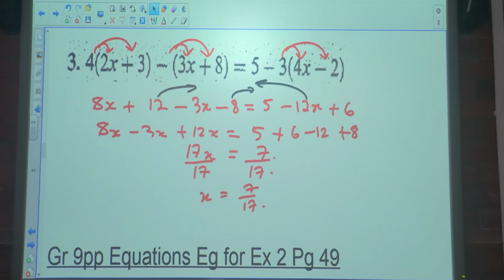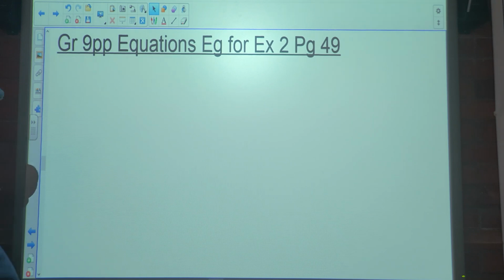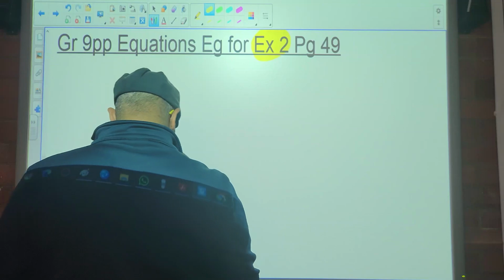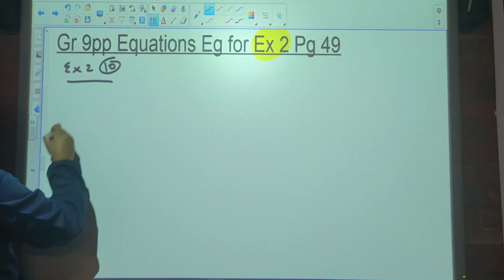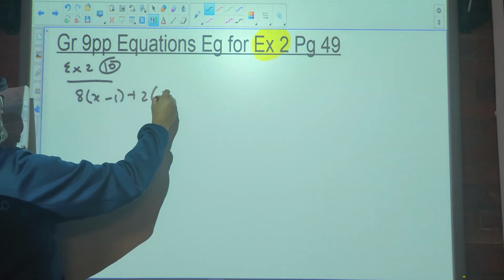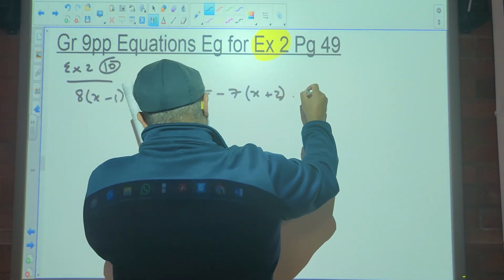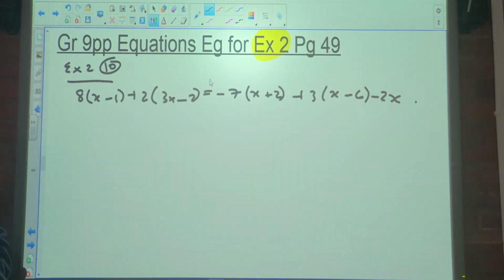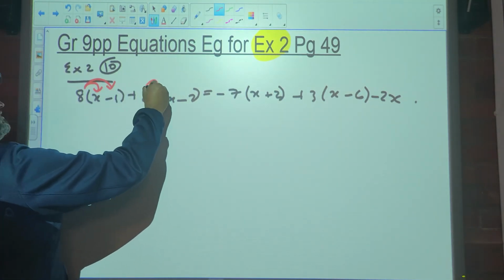So the only issue is number 10 out of this exercise. Alright, so out of exercise 2, number 10, the sum reads 8 into x minus 1 plus 2 into 3x minus 2 is equal to negative 7 into x plus 2 plus 3 into x minus 6 minus 2x. Alright, so what do we do first? Get rid of the bracket.